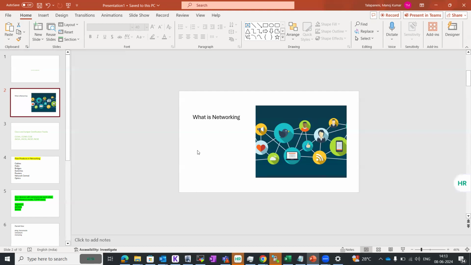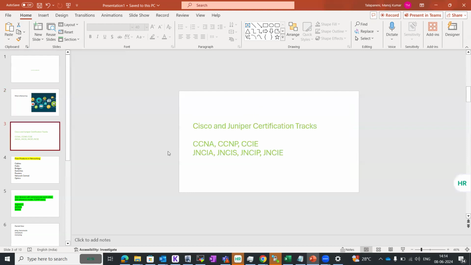Then we have various companies. Each company has different tracks of their own networking courses. Among those, the popular companies are Cisco and Juniper. I have experience in both enterprise routing and switching and service provider routing and switching. We have different tracks of networking. Let me go to another slide. In Cisco, we have various levels of tracks like CCNA, CCNP, and CCIE. And Juniper has JNCIA, JNCIS, JNCIP, and JNCIE.